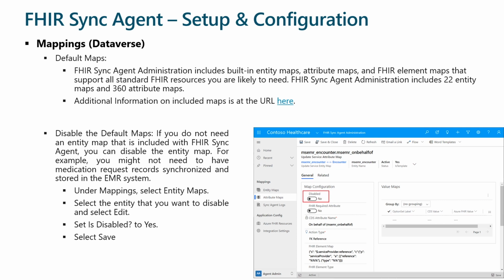Let's say you do not need an entity map that is included with FHIR Sync Agent, you can disable the entity map. For example, you might not need to have a medication request record synchronized and stored in the EMR system. To disable that, open the FHIR Sync Agent administration app, go to the entity map, select the entity map for the medication request record, set the disabled flag to yes, and save the record. That would disable that particular map that you no longer need to sync with the EMR system.